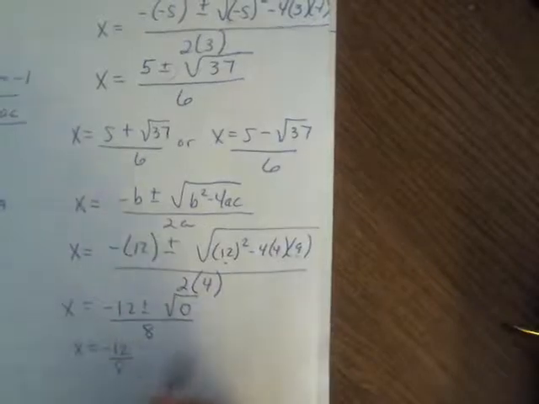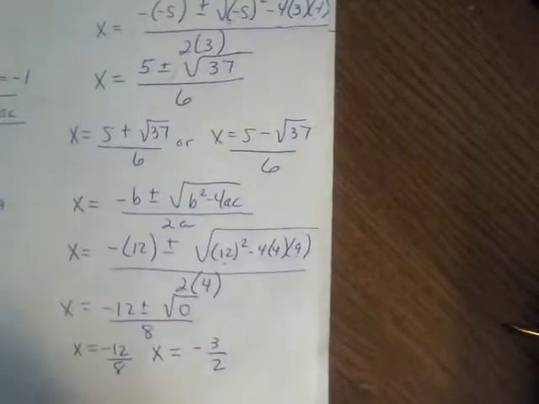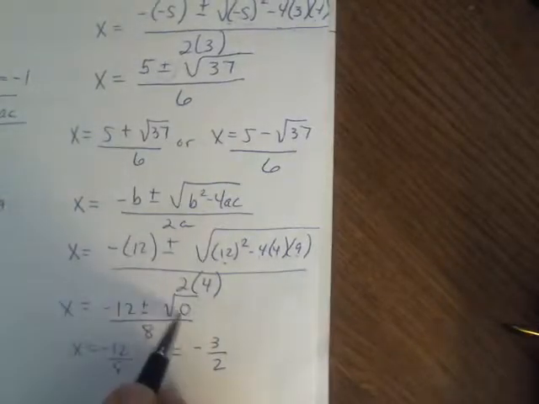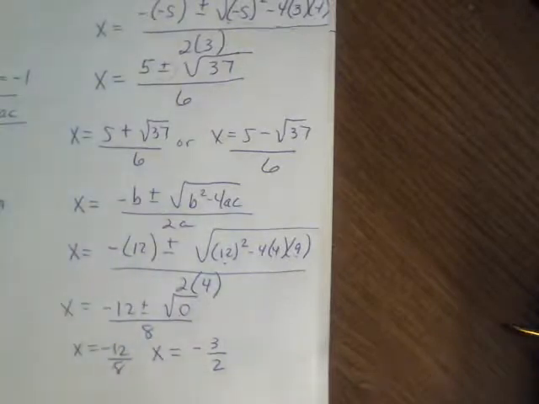So that, in this case, leaves us with only one solution. So that's the case where the discriminant is 0. We only have one solution, and it's negative 12 over 8, which reduces down to negative 3/2.